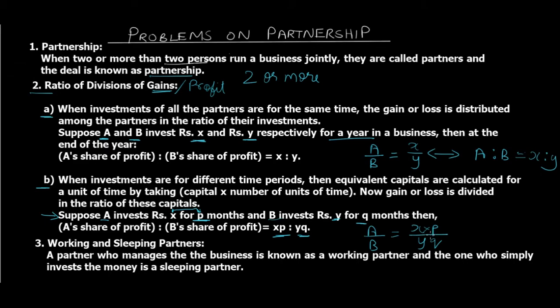This is how the profit is going to be shared between the two, and this is just for two people. This can be for 3 or 4 partners respectively. If there are 3 partners, then it would be X is to Y is to Z. If there are 4, then there is one more value in the ratio.